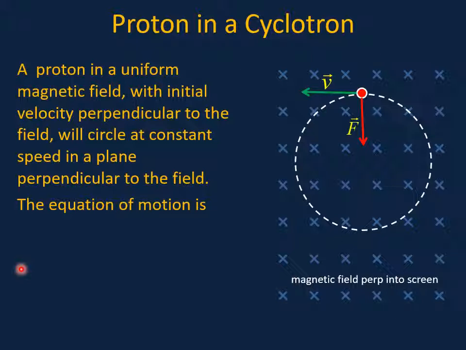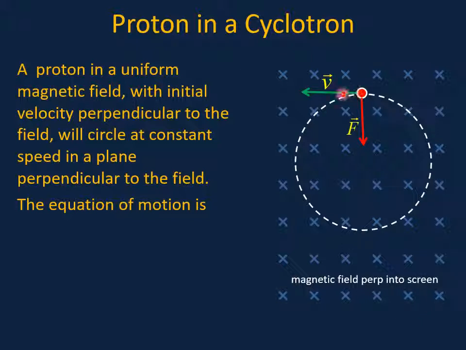Let's examine the motion of a charge in a uniform magnetic field. What we will learn is the guiding principle for the design of a cyclotron, which is a type of particle accelerator. So let's consider a proton which is moving perpendicularly in a uniform magnetic field. The magnetic field is shown here going into the plane of the board as marked by the X marks, and it is uniform throughout this region where the proton is moving.